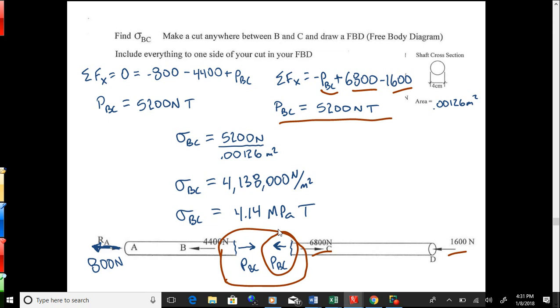And once you've got that internal force, you can divide out the area and you'll get the stress. 4,138,000, roughly. So that's 4.14 megapascals, and that's T for tension. This is internal forces, anywhere between B and C.